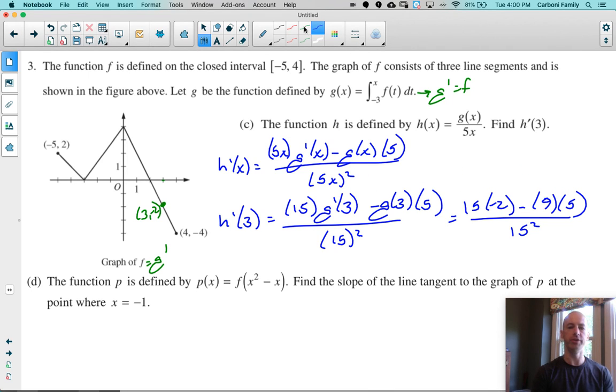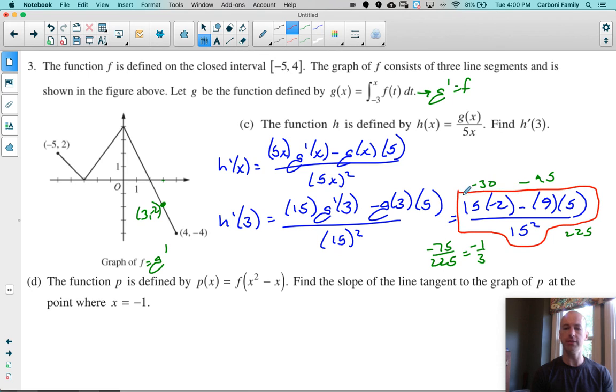However, for you overachievers who chose to simplify it, 15 times -2 is -30. 9 times 5 is 45, so -30 minus 45 is -75. 15 squared is 225. So we have -75 over 225, which is -1/3, I believe. Yeah, I'm almost positive that's -1/3, and I don't feel like verifying that. But I would, if I were you, stop with this answer in blue.